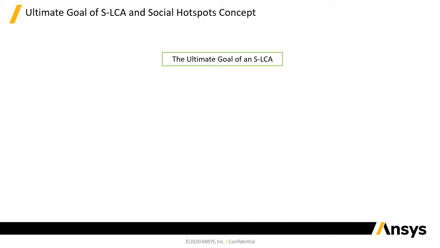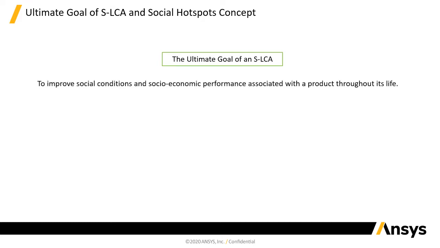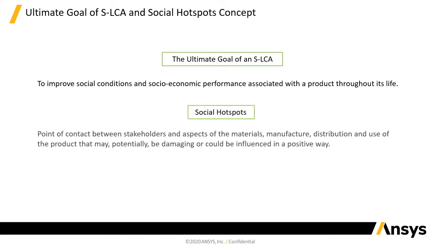For that, we need to understand a bit more about the goal of social life cycle assessment. The goal is to improve social conditions and socioeconomic performance associated with a product throughout its life. We also need to understand the social hotspots. The social hotspots are a point of contact between stakeholders and aspects of the materials, manufacture, distribution, and use of the product that may potentially be damaging or could be influenced in a positive way.